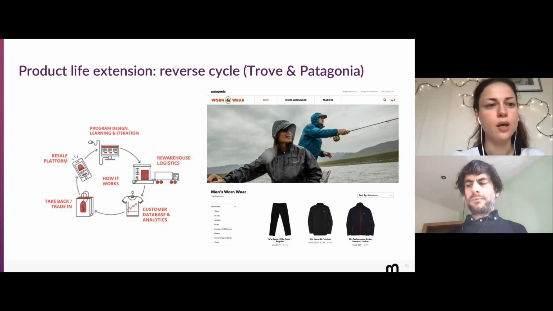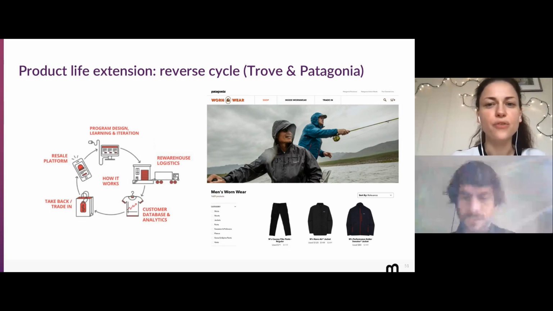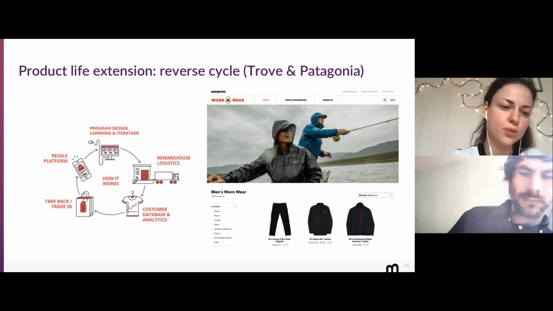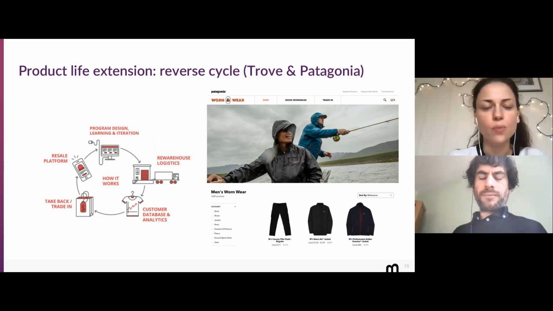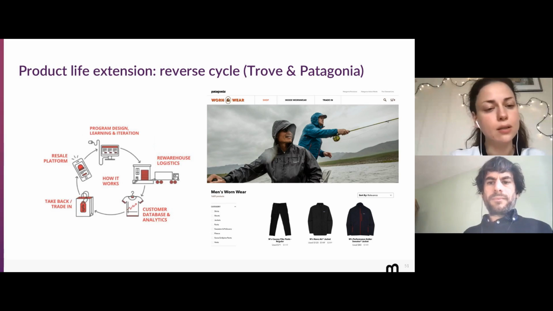Another example would be product life extension or the reverse cycle. Reverse logistics is a key building block in the circular economy. Unfortunately, most brands these days still focus on the first sale of items, and they miss out on a really big opportunity of capturing additional value from the secondary market and also deepening the engagement with their users at the same time.